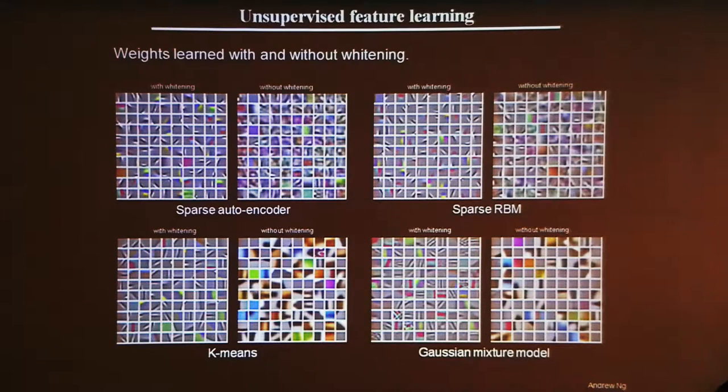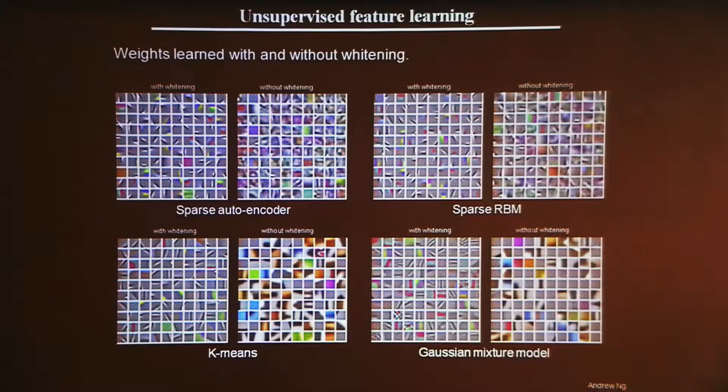And we found that, surprisingly, when you train k-means on whitened data, where whitening is a pre-processing step that's in an online tutorial, I don't want to talk about it here, even the simplest, dumbest learning algorithm, k-means, also learns the edge detectors. And this was a surprise.